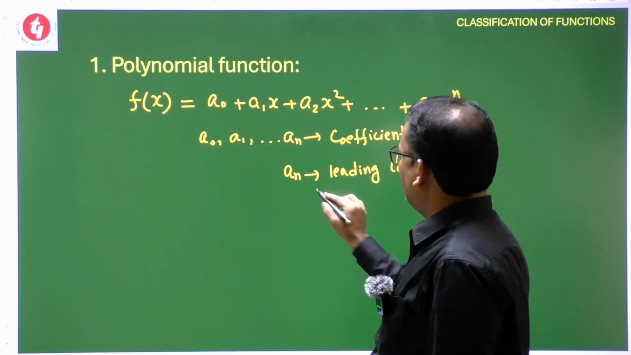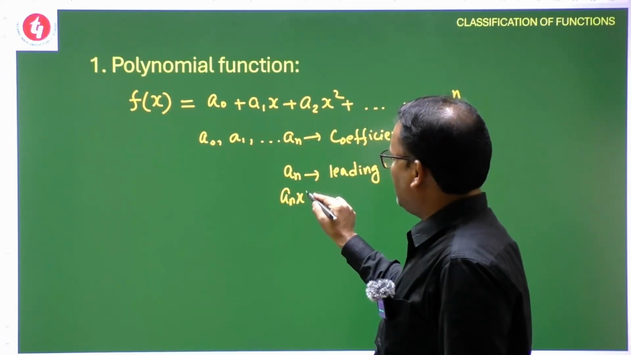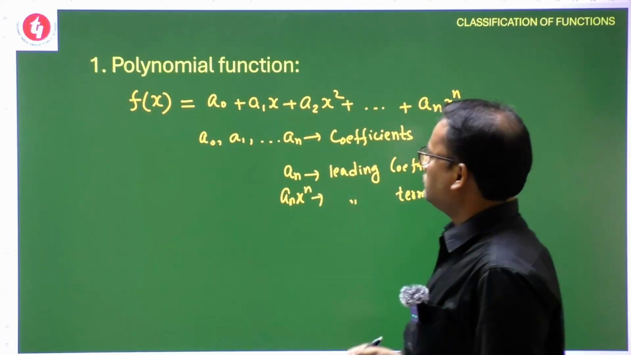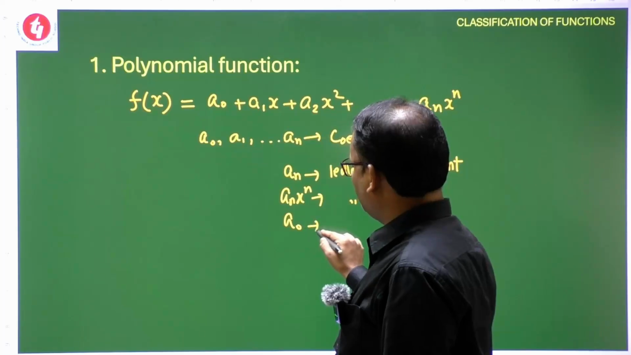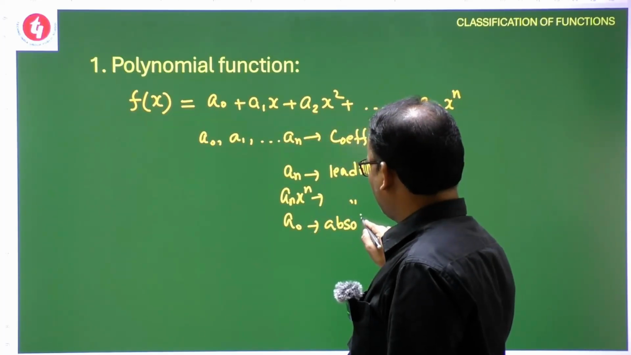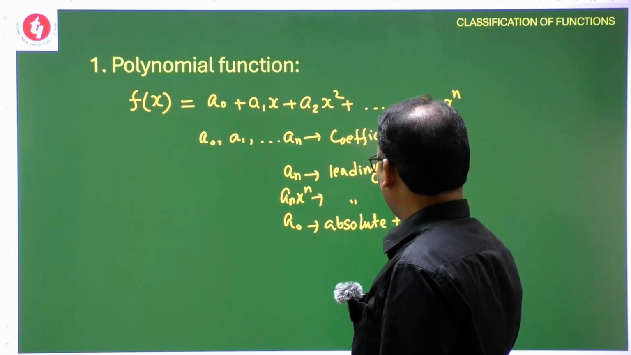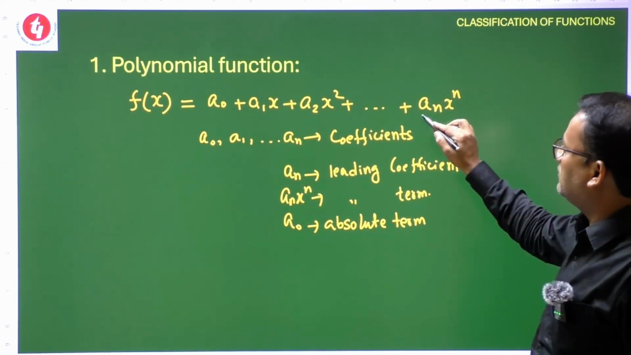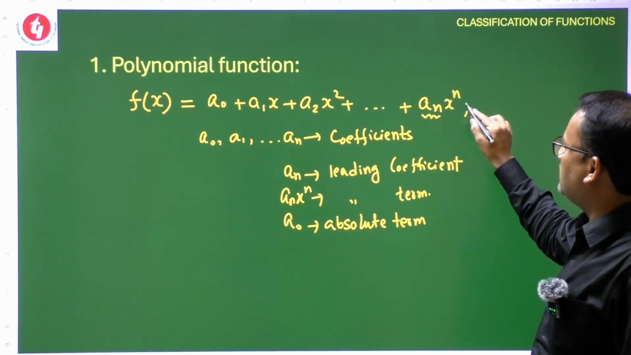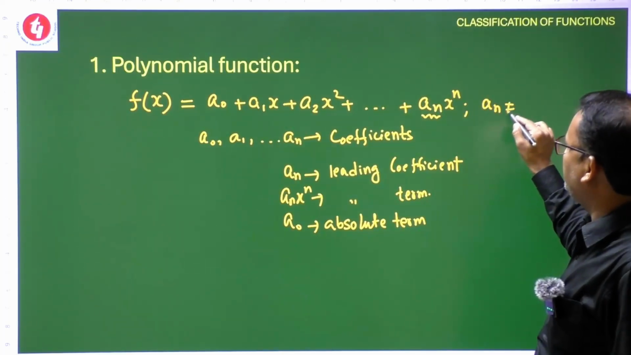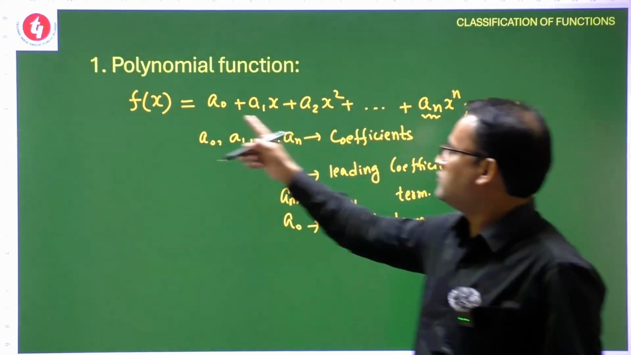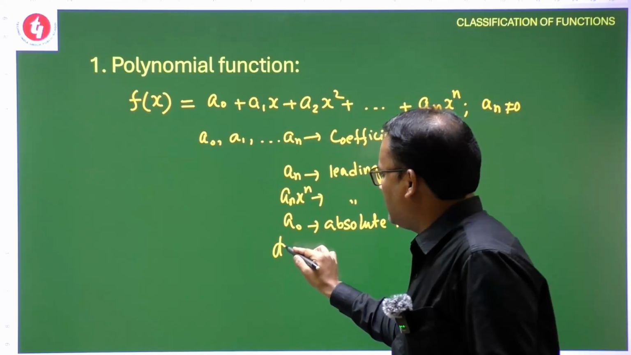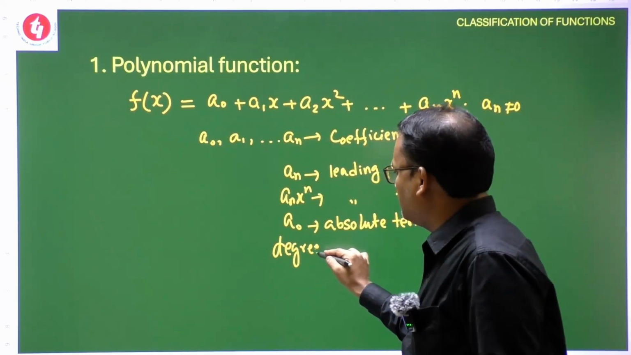This an xn is called the leading term. A0 is called the absolute term. If we give one restriction that this constant is non-zero, then the degree of this polynomial will be the highest power of the variable, that is n. So in that case, the degree will be n.